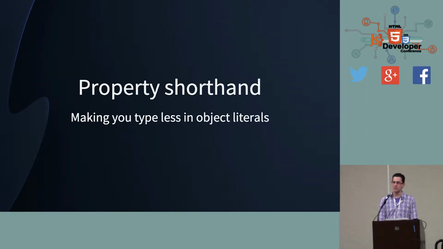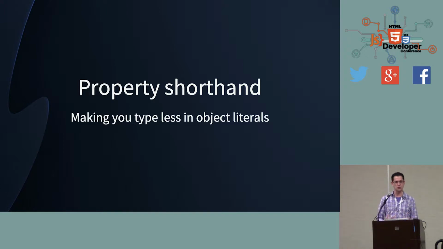So next up is a new property shorthand in object literals. A lot of times, we'll end up typing something. We'll create a couple of variables, and then we sort of wrap those variables up into an object. And we usually end up with something that looks like bracket x colon x, y colon y. And we'd end up repeating these over and over.